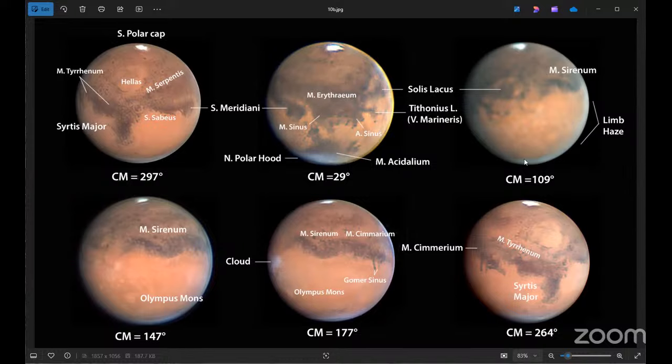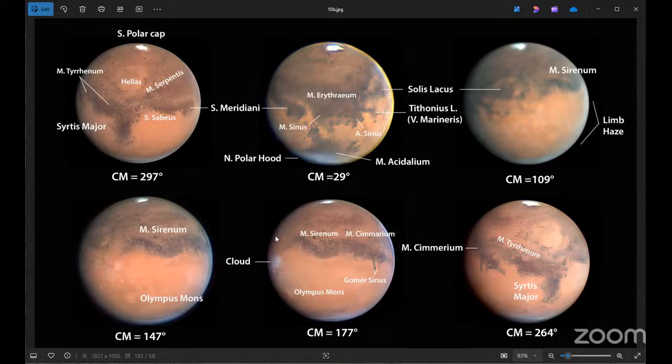There are utilities online that you can go and look for, and it will tell you what it is that you're looking at. You don't have to even consult a map like this. You just go to the utility and it tells you what details are visible on Mars.